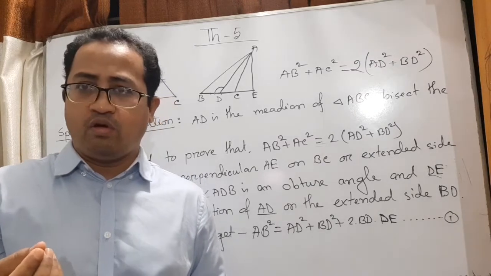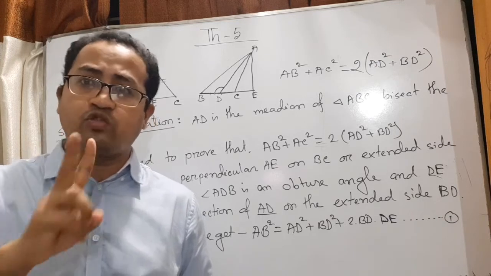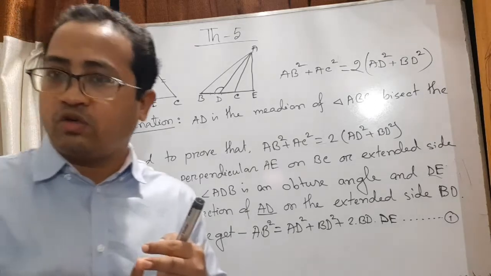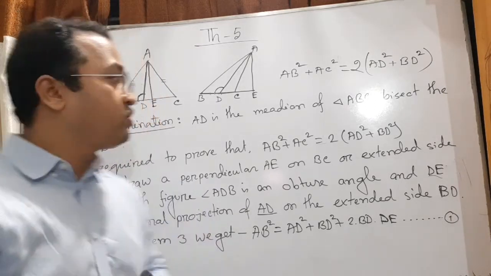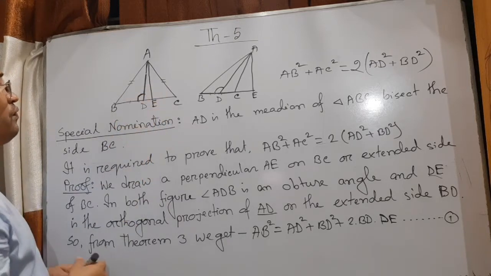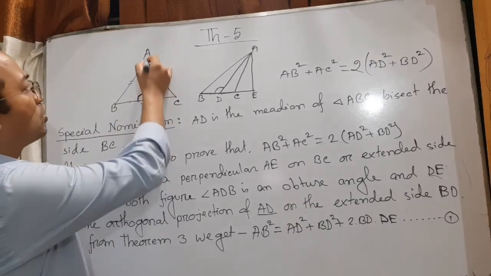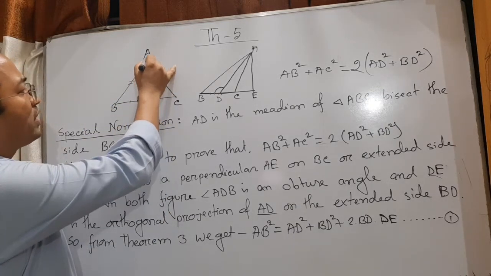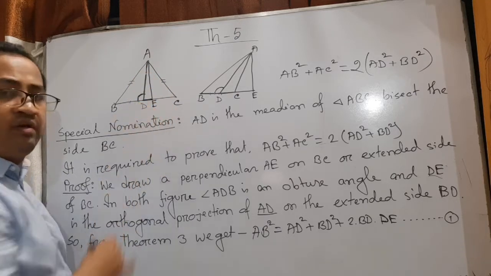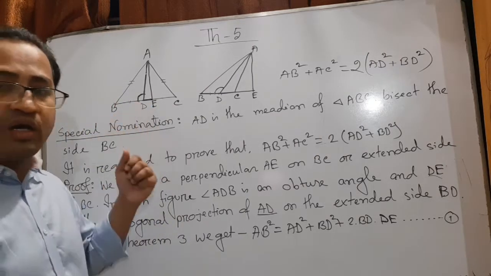Which line? We will find out the orthogonal projection of which line on which line. These two points you should be clear on. So here we will find out the orthogonal projection of AD on BC. D already coincides there. We will draw a perpendicular from A to BC, that is AE. So DE, this portion, is the orthogonal projection of the line AD in figure 1.